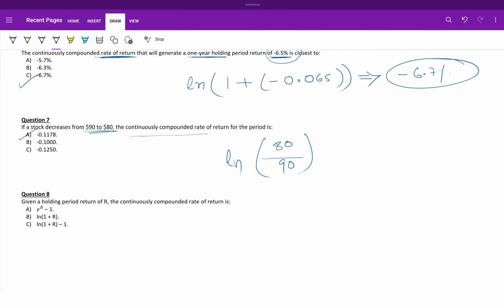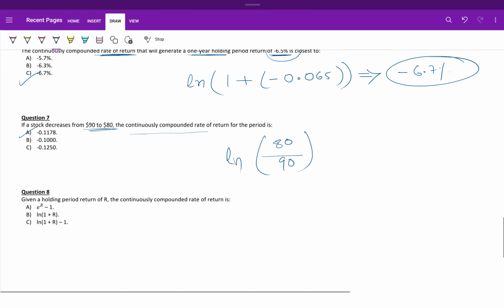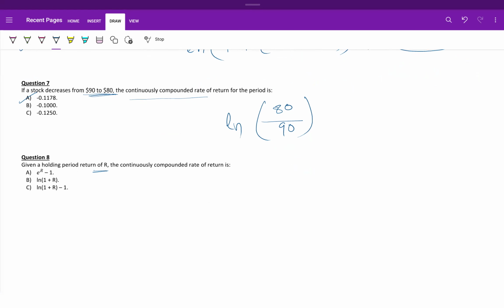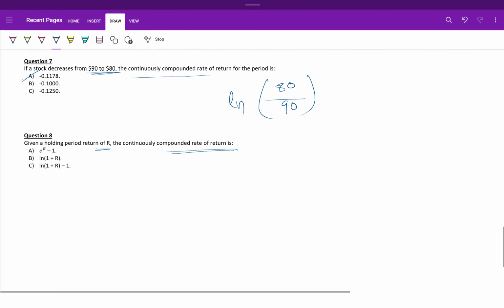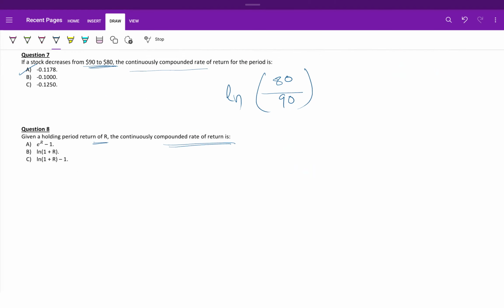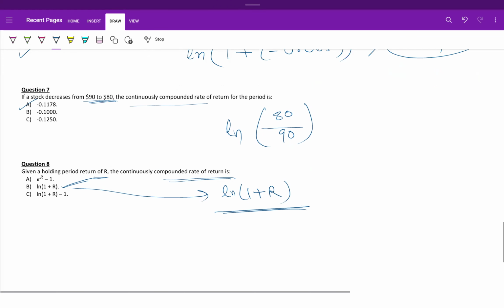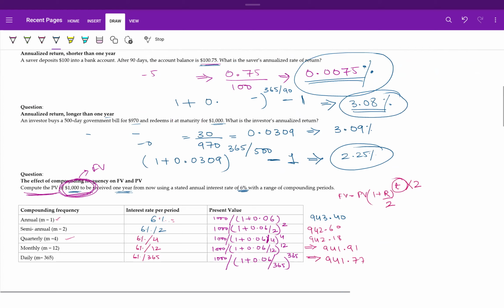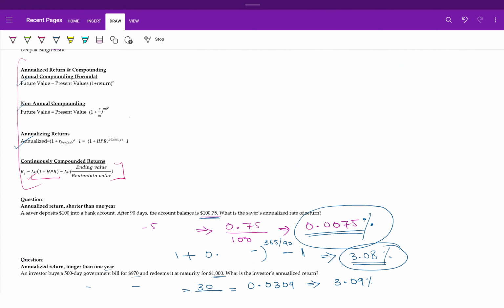And finally, our last question. Given the holding period return of R, the continuously compounded rate of return is equal to what? The formula is option B, the log of 1 plus R, and R represents the holding period return here. So that's pretty much it.